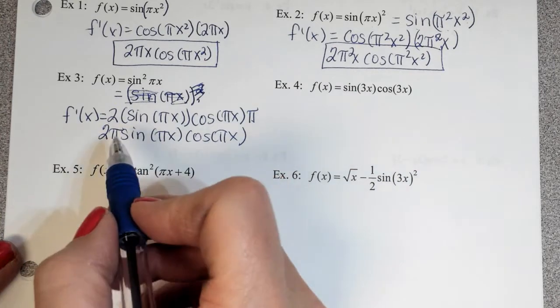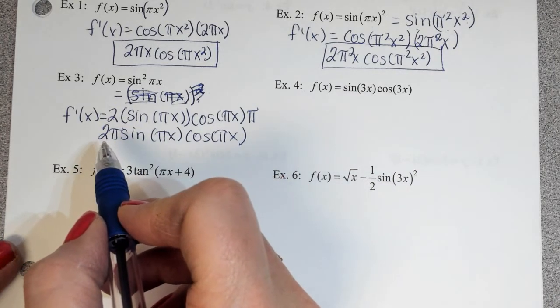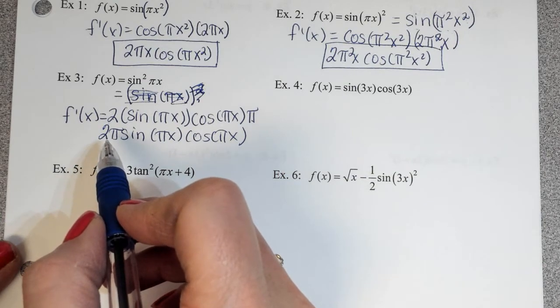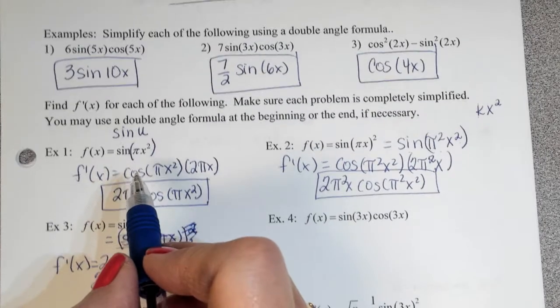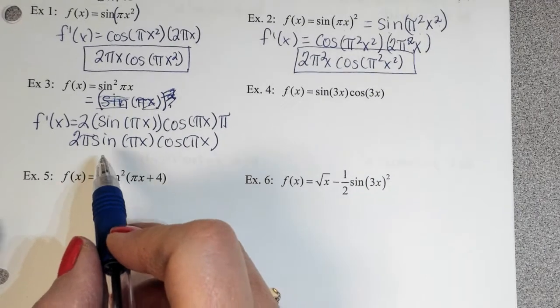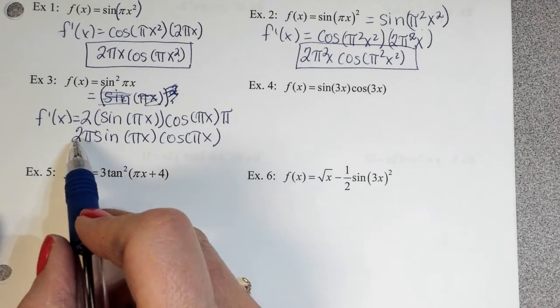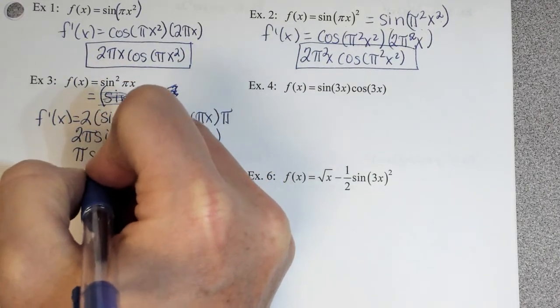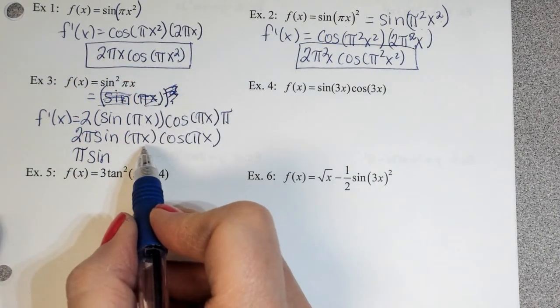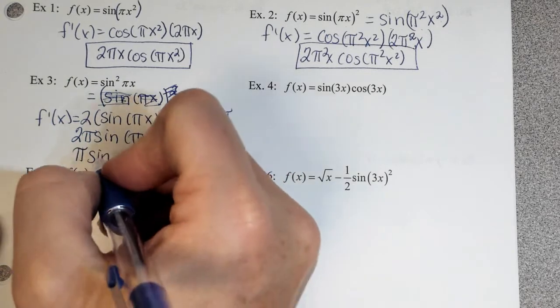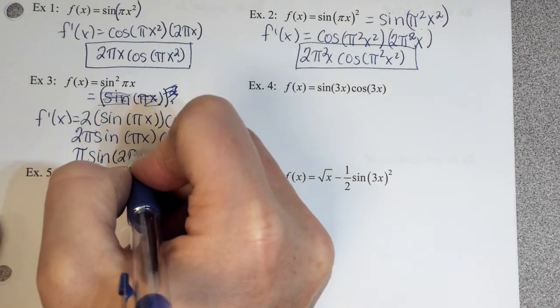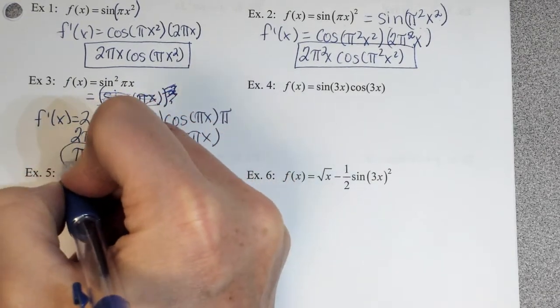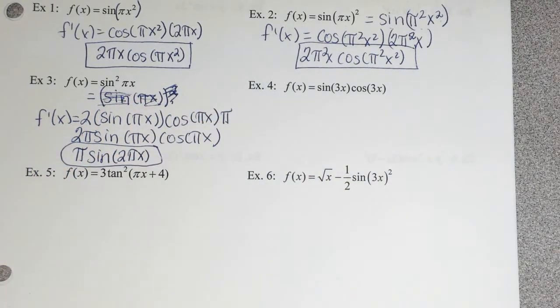You're very close. What do you do to the coefficient? So what's half of 2 pi? So it'd be pi sine, and then what do we do to the angle? Double it. And that would be the answer that you would see.